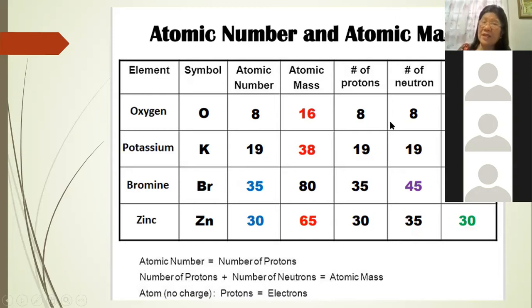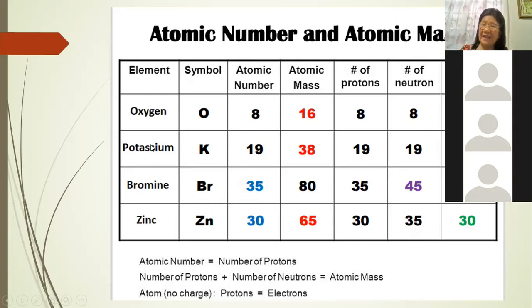How are we going to get the number of neutrons? The number of neutrons will be equal to the atomic mass or the mass number minus the number of protons, which is 8. Therefore, 16 minus 8 is equal to 8. Therefore, your number of neutrons is 8.